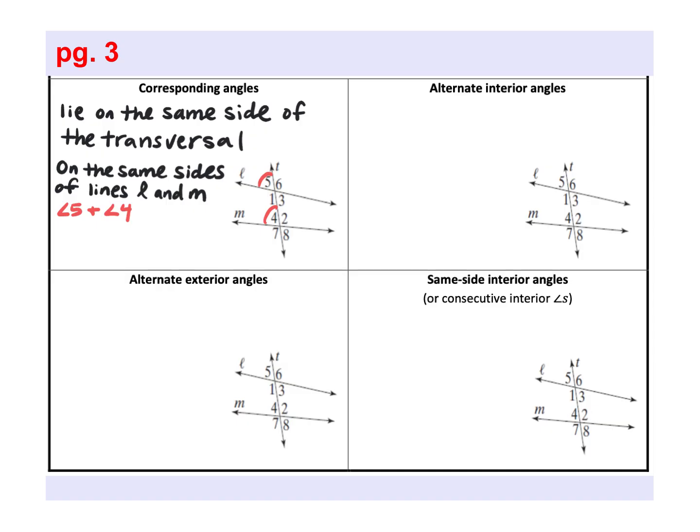There are other pairs of corresponding angles. I could also do angle 1 and angle 7. And then if we go to the right side of the line, we have angle 6 and angle 2. And then finally, we have angle 3 and angle 8.